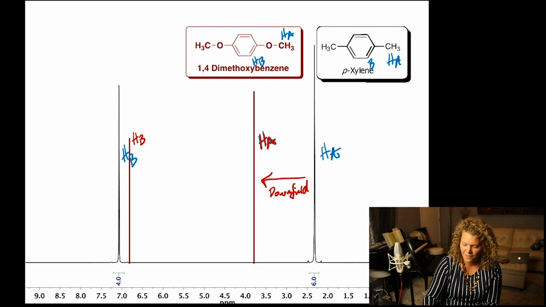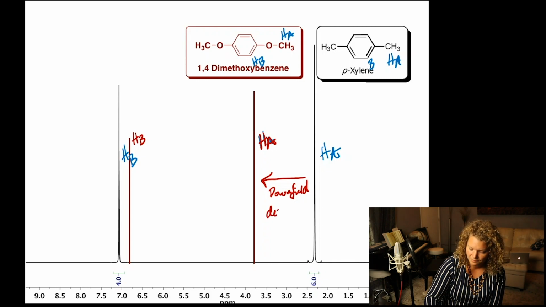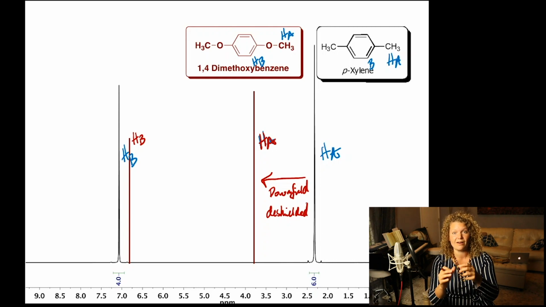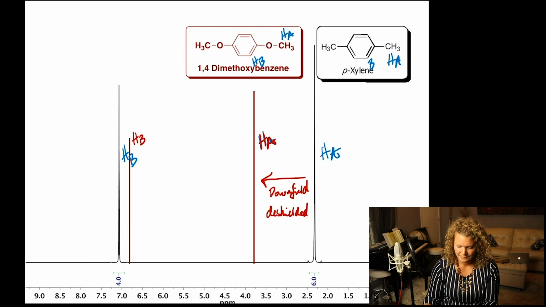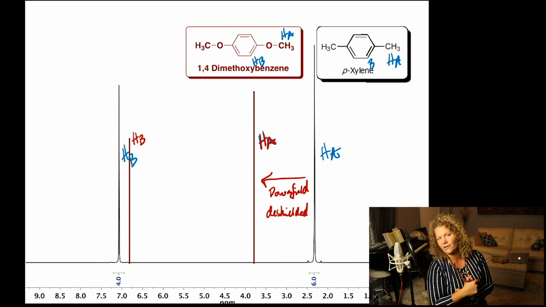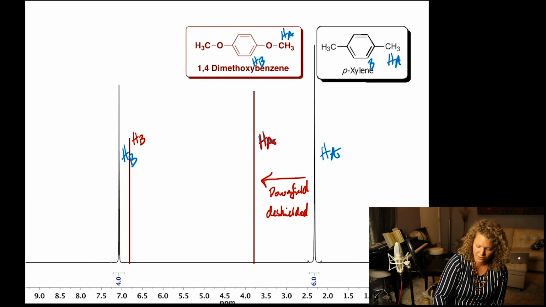This means that they are more de-shielded. This makes sense. We've talked about how oxygen is an electron withdrawing group, in our methyl acetate example. What about HB? HB in the aromatic region actually has an upfield shift.